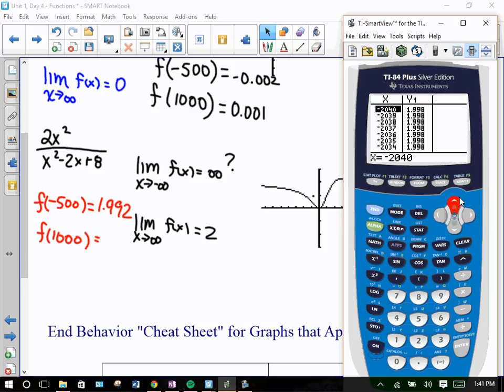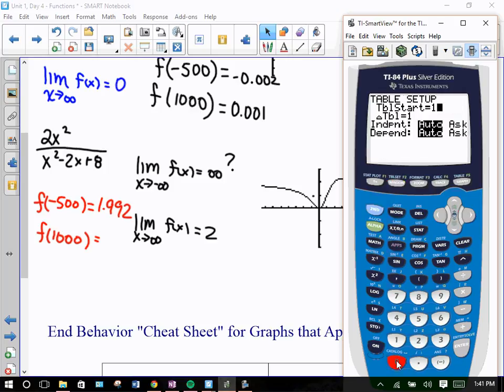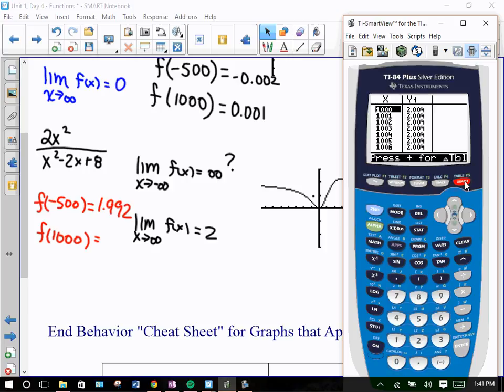Right? Now we check over here, we check 1,000. We have a second window, 1,000, and we hit second table, 2.004. And if I keep going up, it would slowly get closer to 2.000. Alright? So, I'll give you a shortcut now.